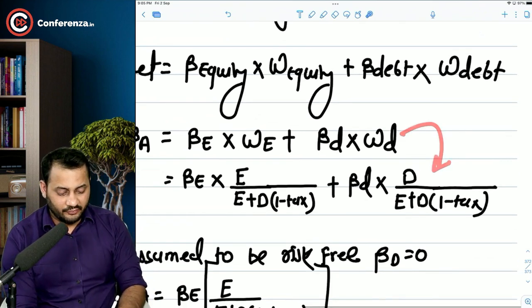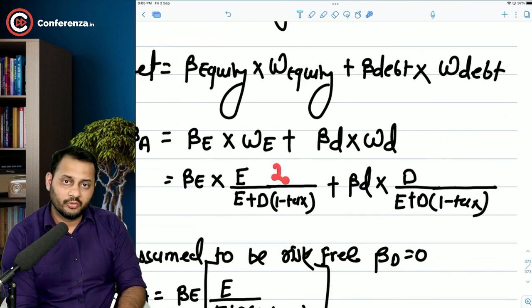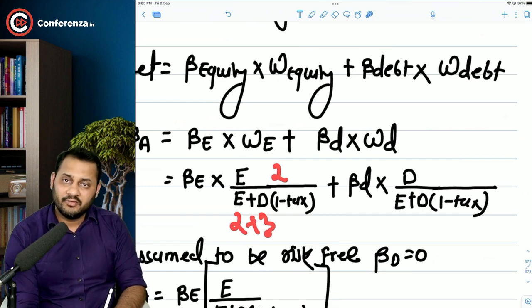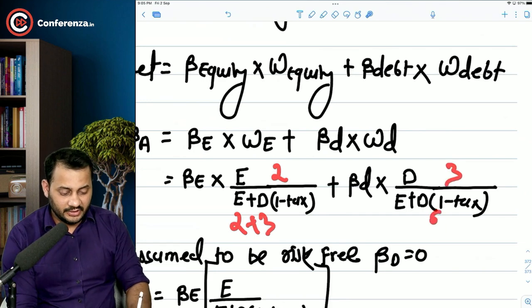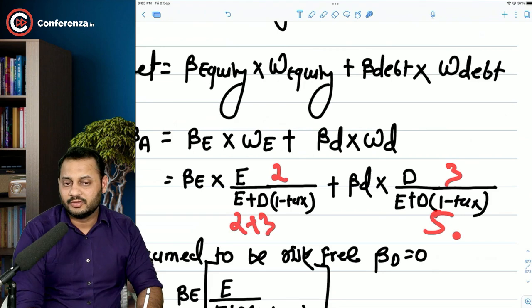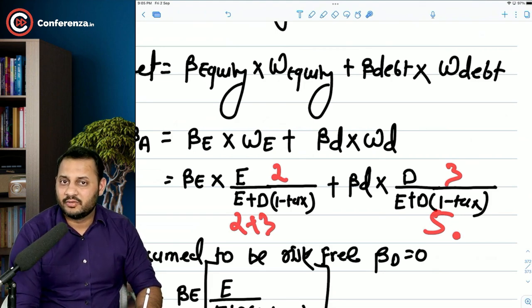So it is like if you have 2 crore rupees of equity and 3 crore rupees of debt, then 2 plus 3 is 5. So 2 by 5 will become your total weight of equity. In this case, 3 by 5 will become the total weight of the debt. Okay, got it? So this is how you will calculate the weight.